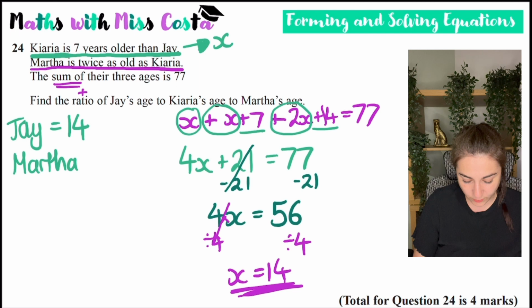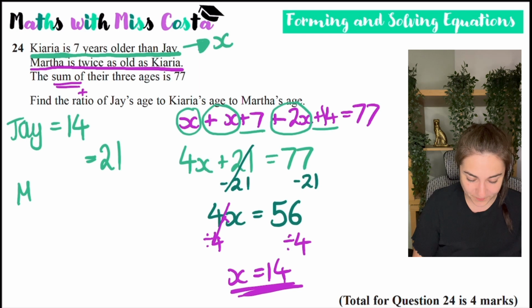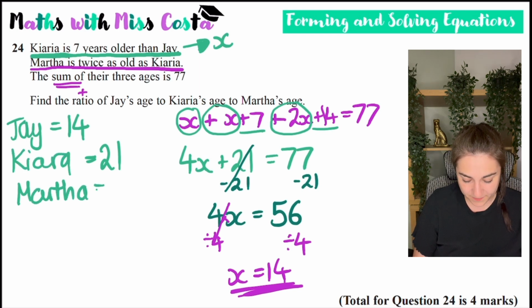Martha is... Chiara is 7 years older, so 14 plus 7 is 21. And, oh my God, I'm writing this all wrong. Sorry, that was Chiara. And then Martha is twice as old as Chiara, so that would be 42.